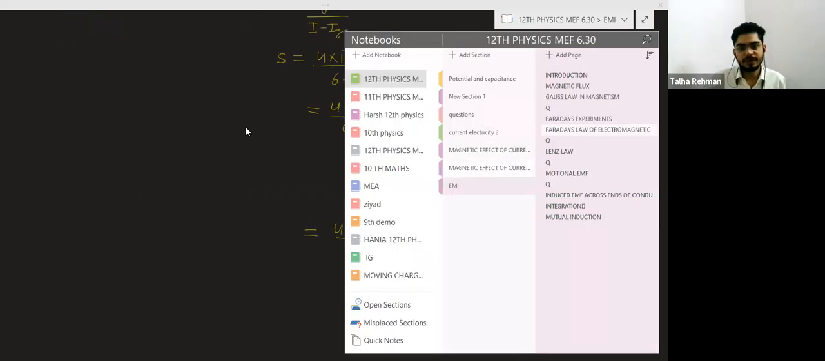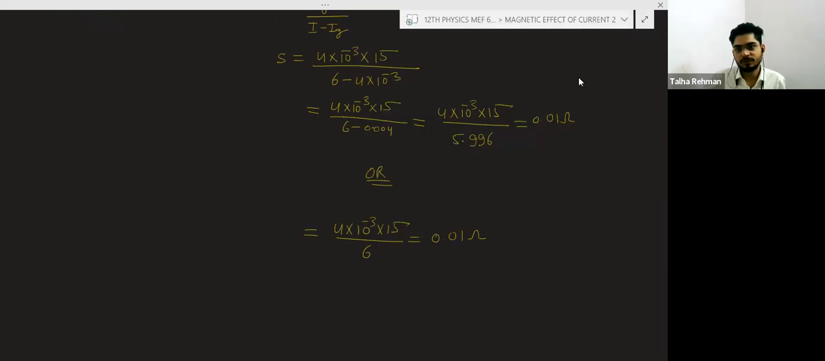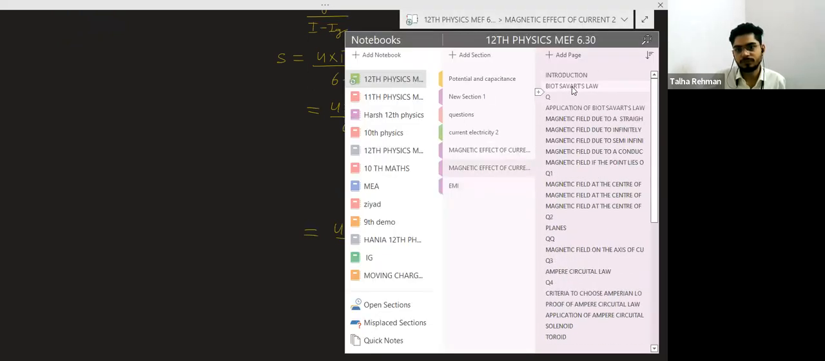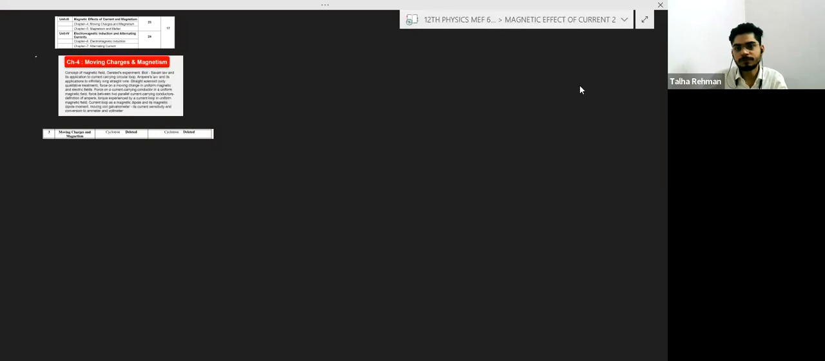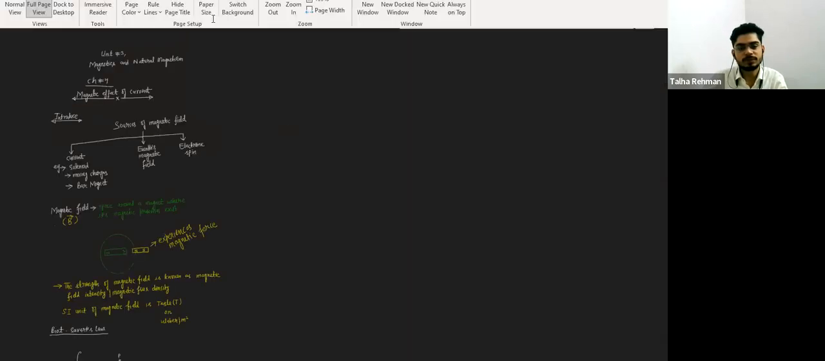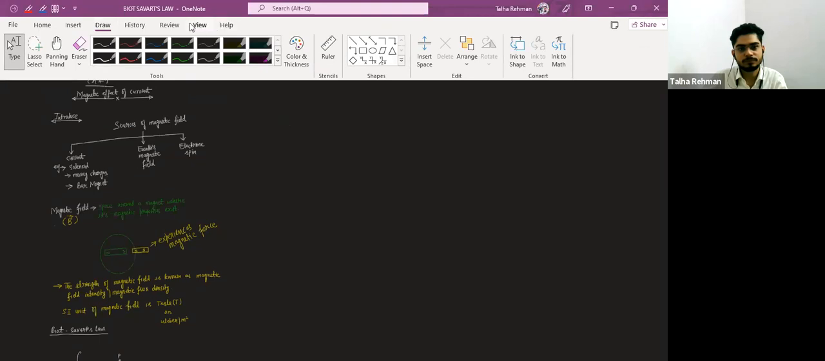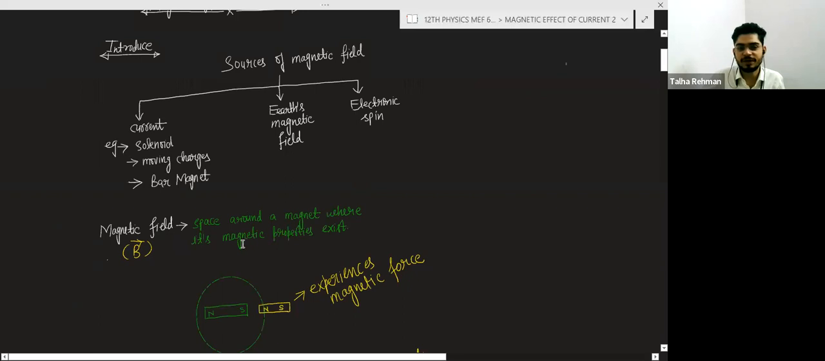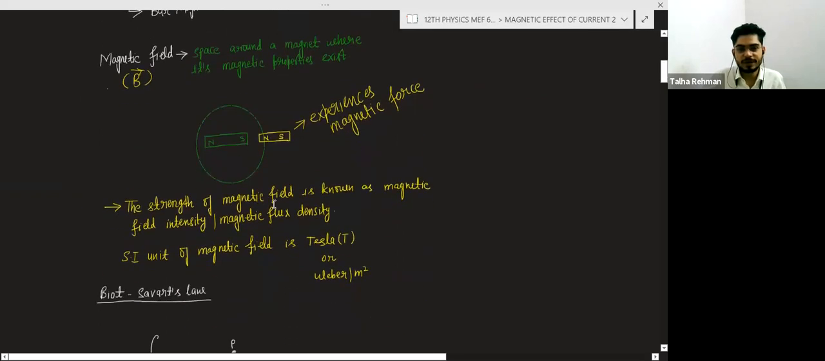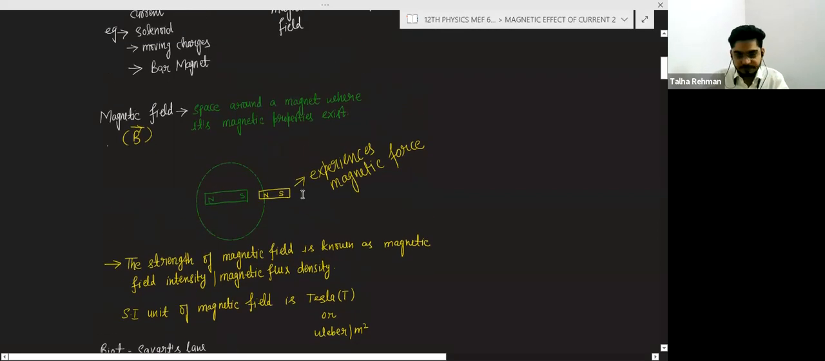We have discussed magnetic field in this chapter. I have written the definition: space around a magnet where its magnetic properties exist, or the strength of magnetic field. This is the magnet, and this is the space around the magnet. Here another magnet is coming, and this magnet is experiencing some magnetic force.